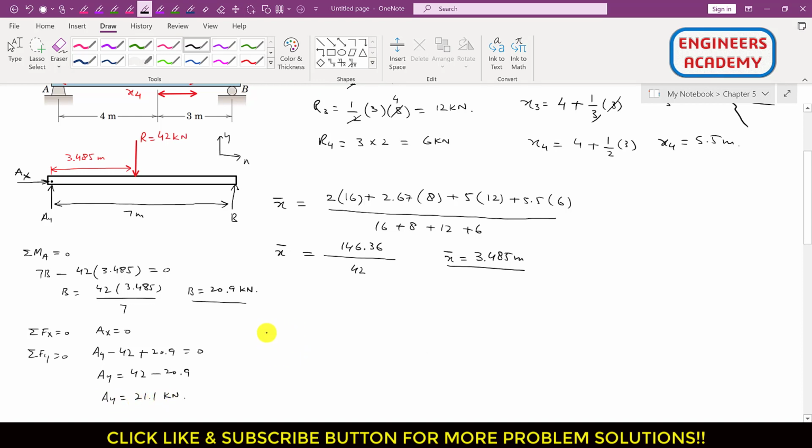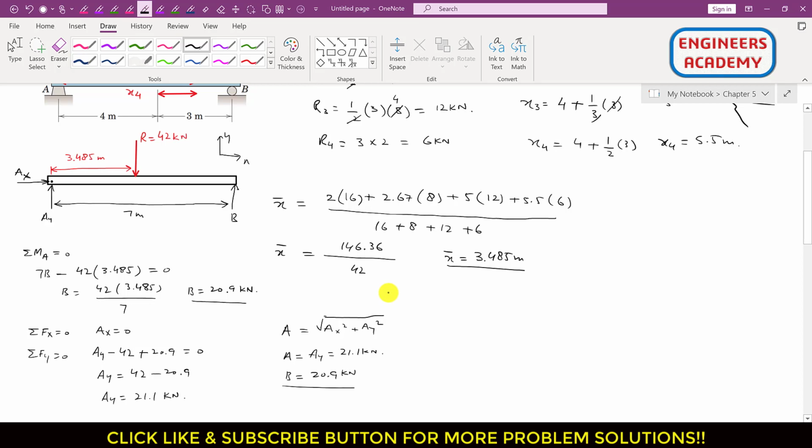So now the total resultant at point A is equal to the square root of AX square plus AY square, but AX is 0, so the total resultant reaction at A is equal to AY, which is equal to 21.1 kilonewton, and the resultant reaction at point B is 20.9 kilonewton, right? So this is one method of solving this particular problem.